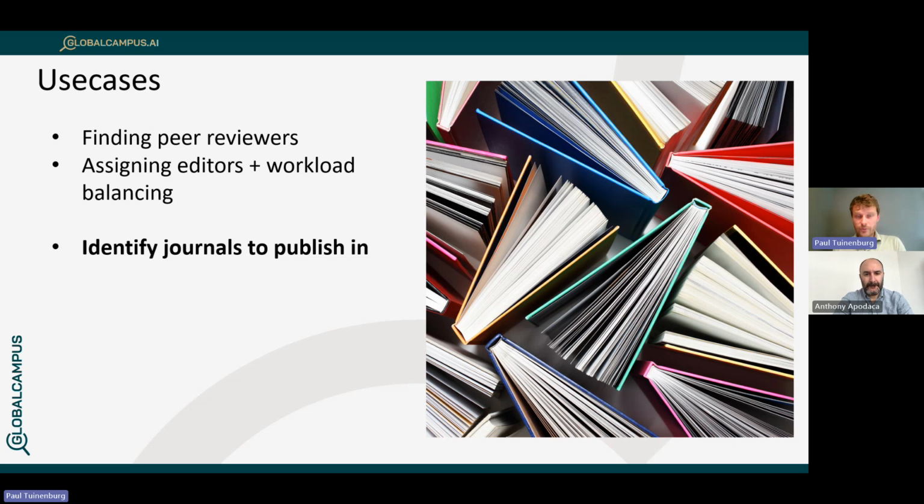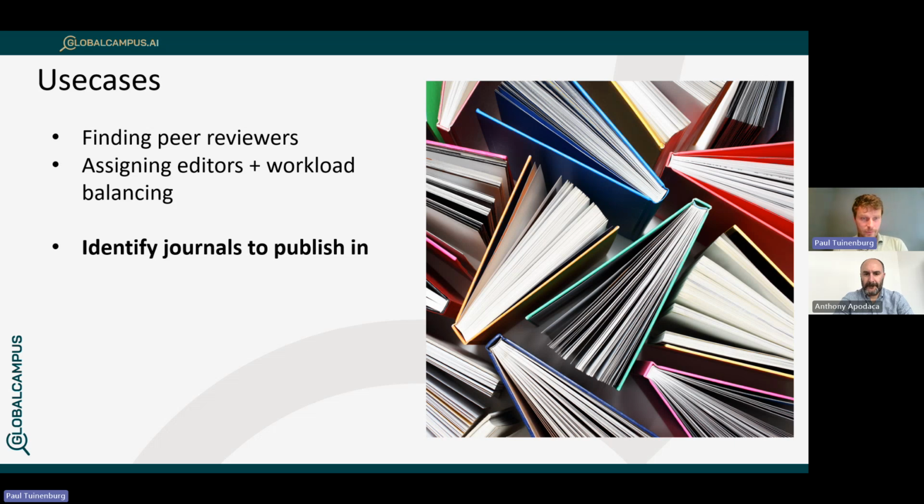So Global Campus is used to find peer reviewers, usually in an integration with the submission system the publisher is using. There are also a couple of organizations using it to assign editors and to balance the workload of these editors. This is especially relevant for those journals with so many editors that it's a bit hard to manually assign those people to the right manuscript, and that's where Global Campus gives a suggestion.